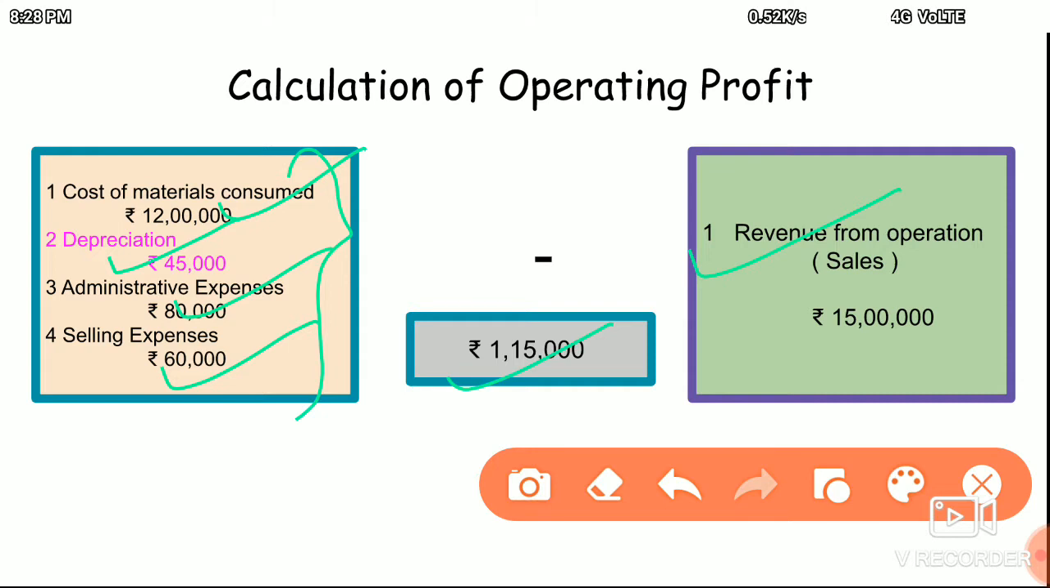Now, in order to calculate the operating profit, we have to consider two things. The items that we are going to take from our income statement should be, number one, operating items, and number two, they should be cash or cash equivalent items. So we will consider only those items which are operating in nature and which are cash or cash equivalent items. If we look at our statement, on the income side, the revenue from operation is an operating item and it is a cash item.